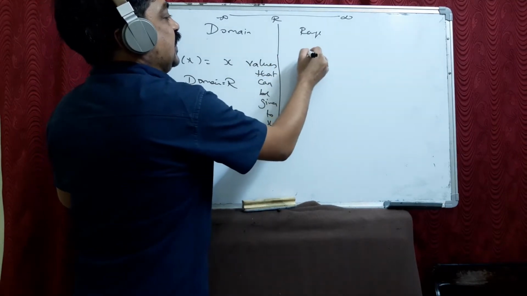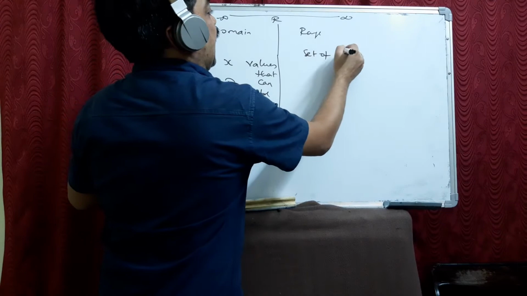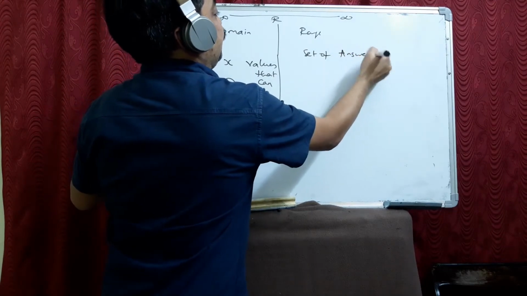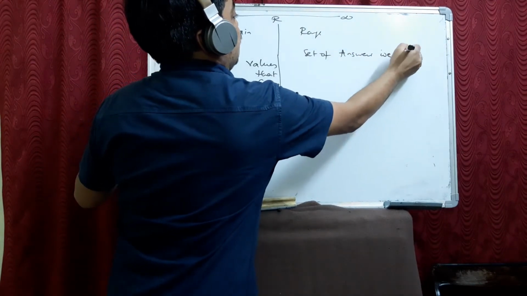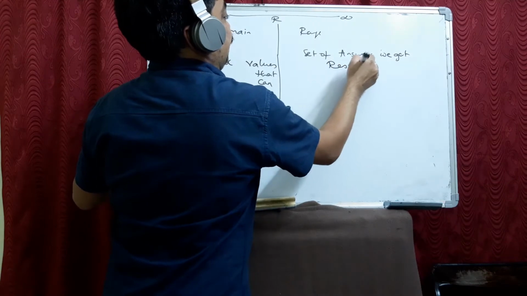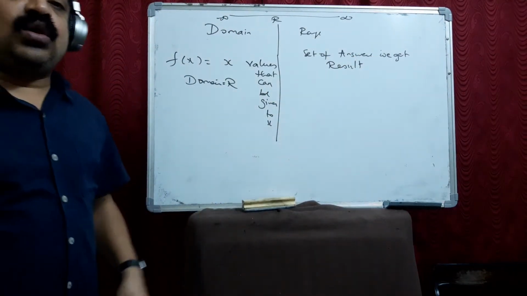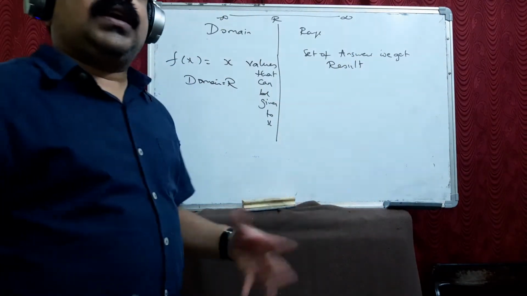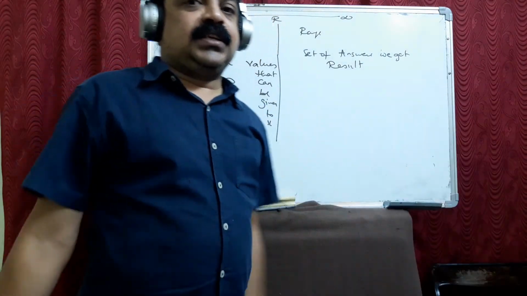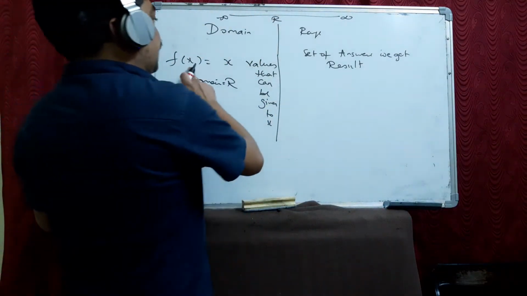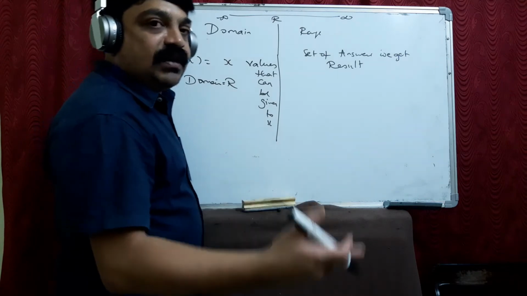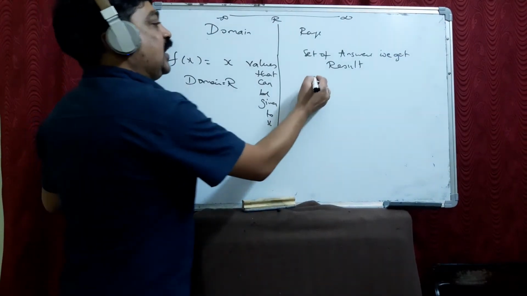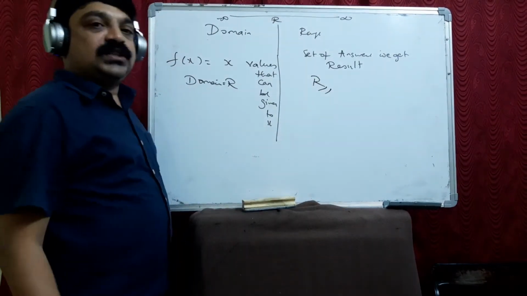Range is the set of answers that you get, or the result. The set of answers that we get, or the result. What type of result do you get from the basic mother set, the real numbers? So f(x) = x: what are the answers you get if you give a real number in the place of x? You get real numbers only. So the range is also R.